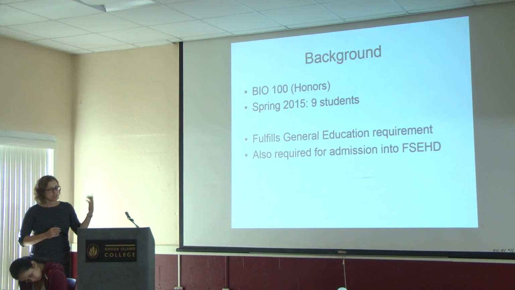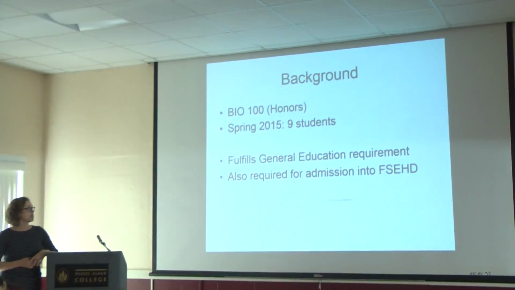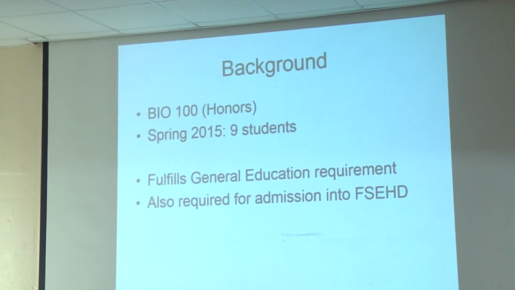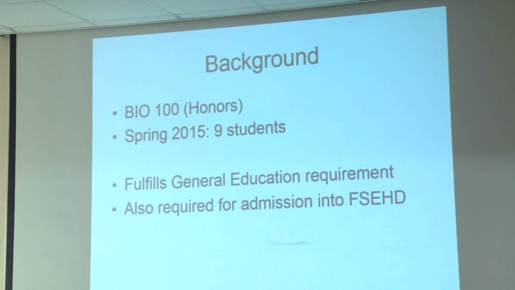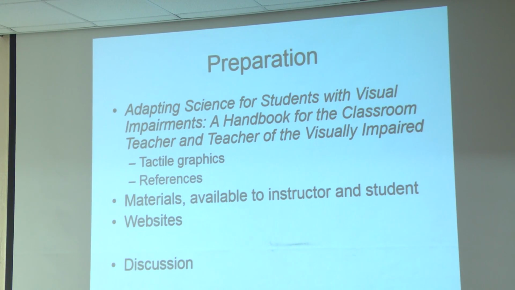It's also important to note that Bio 100 is required for admission into the Feinstein School of Education and Human Development, which is one of the reasons that Mary Abby needed to take it for her admission into the elementary education program. In terms of my own preparation, there were a great number of resources that both Carrie and Christine Wilson, TVI in Rhode Island, a teacher for visual impairment, met with me about, giving me a variety of materials and clueing me into available resources. One of them was a great book called Adapting Science for Students with Visual Impairments.